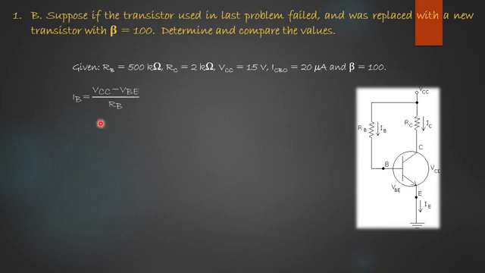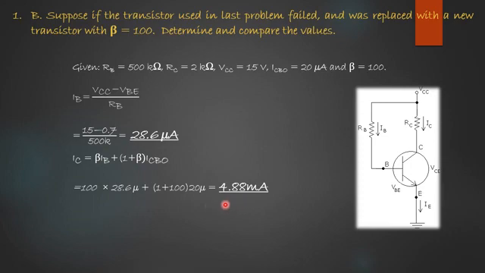So again we have to find out the value of IB. Here IB is not affected by beta, so the substitution gives us the value of IB same as the earlier one, 28.6 microamperes. But here comes the change: the value of beta has to be substituted when we calculate IC. When we do so, we see that the value of IC changes to 4.88 milliamperes. If you remember, in the earlier problem, for beta equal to 70, we had the value of IC to be 3.244 milliamperes. Now a variation in beta has affected the collector current.